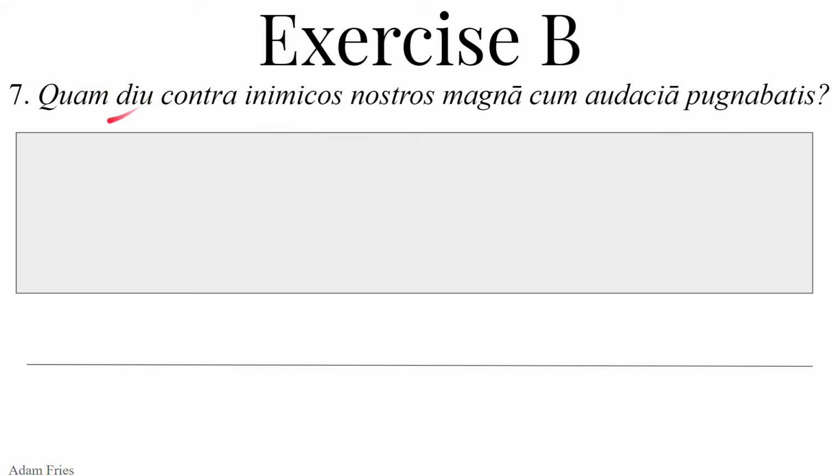How, quam diu? Oh, for how long were you fighting? For how long were you fighting against our enemies, magna cum audacia, with great boldness? How long were you fighting with great boldness against our enemies? This is quam diu, adverb, modifying this adverb here. Magna cum audacia, ablative of manner. Roughly corresponds to saying something like, for how long were you fighting against our enemies very boldly?